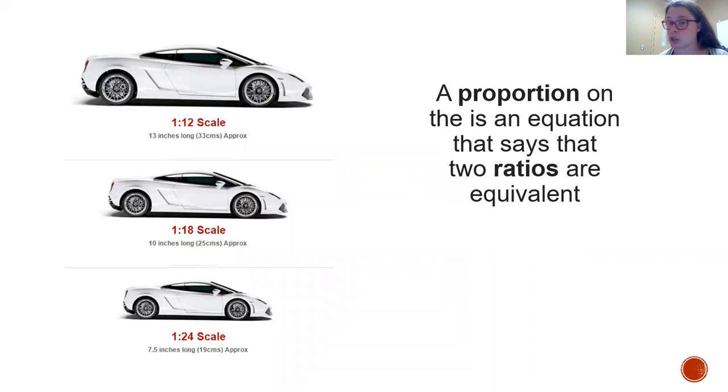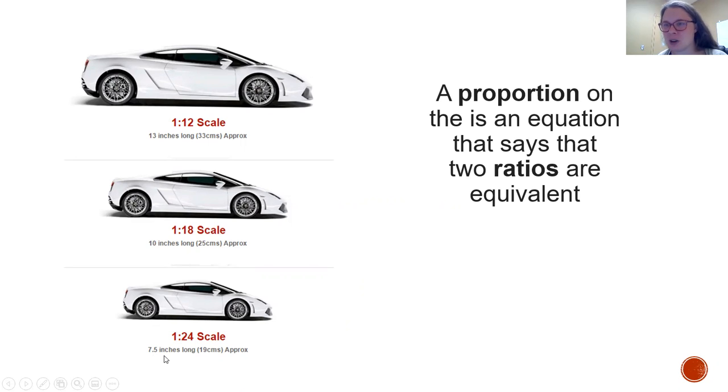So what is a proportion? Apparently I can't even write today, so you'll have to excuse me. A proportion is an equation that says two ratios are equivalent. So we'll often use proportions to show scales.